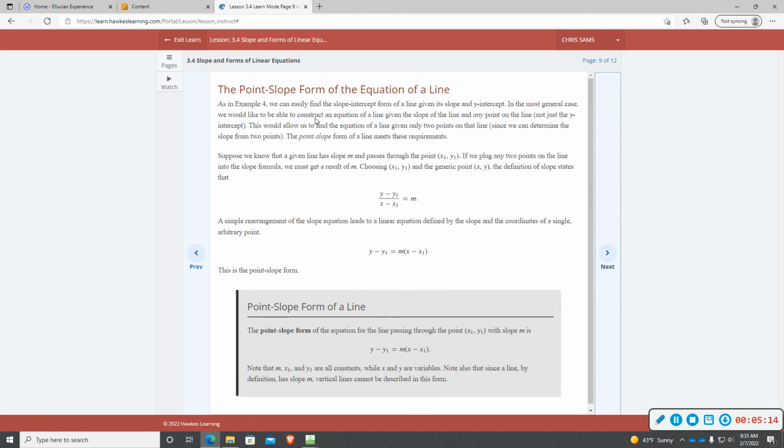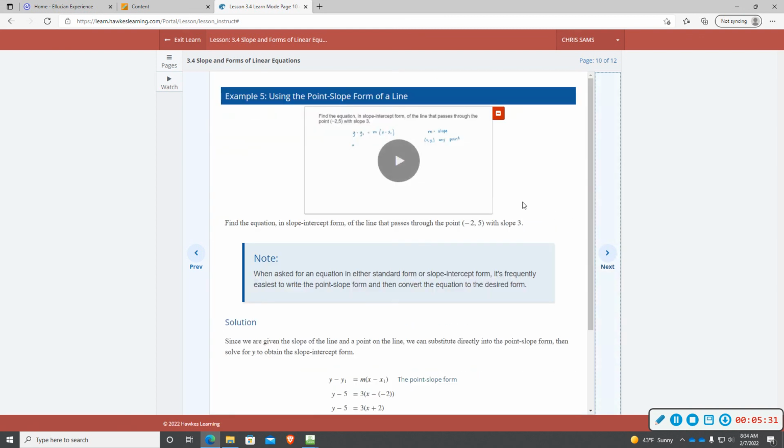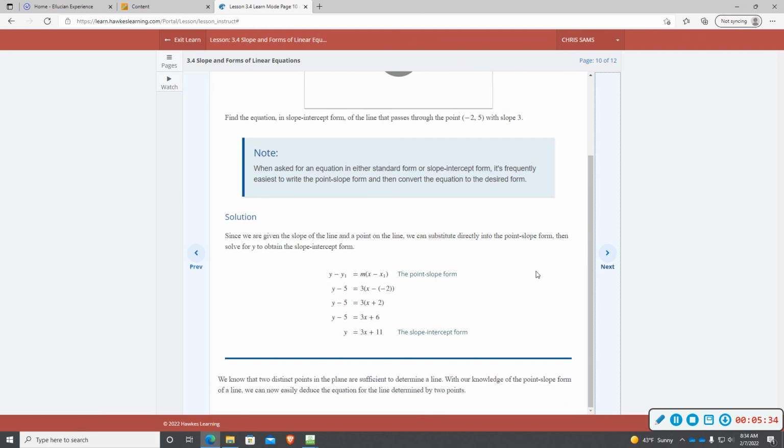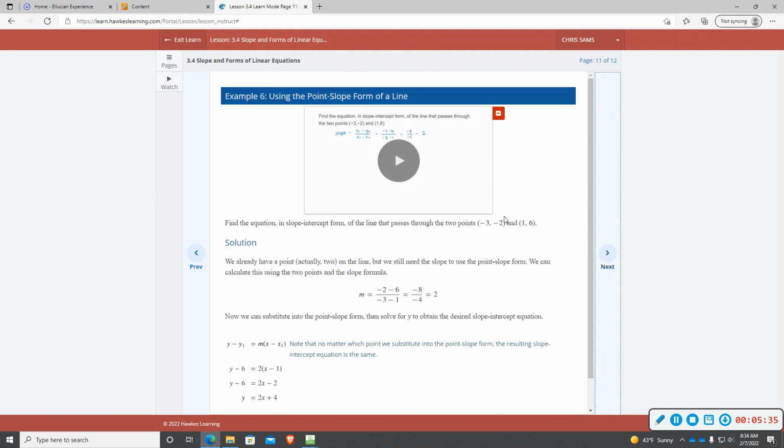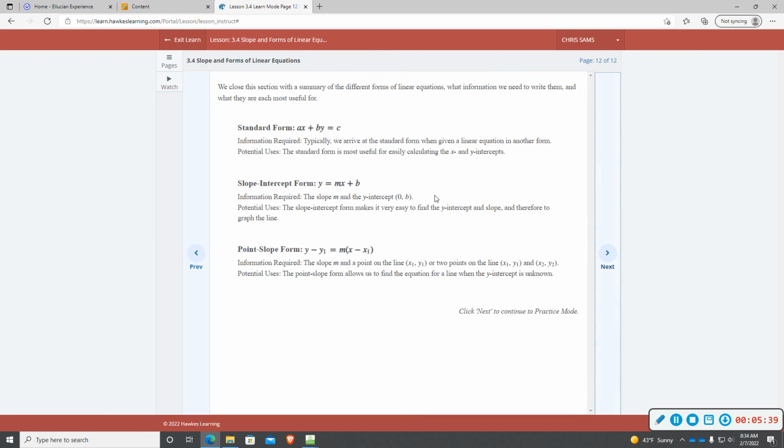This one is called point-slope form. Again, they start out with slope-intercept form, showing you how to derive point-slope from it. We'll use this one when we have a point and the slope given to us and we want to write the equation. There are some more examples of that, which we'll do some in Hawks ourselves, and then a few more examples, and that might be the end.